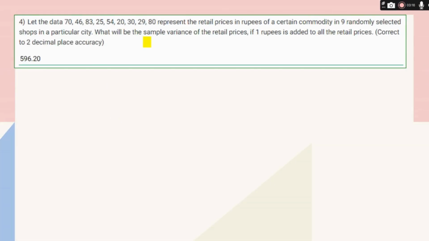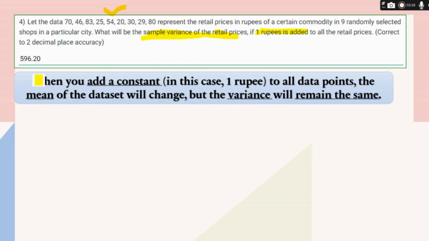In the next question, we have to find the sample variance of the retail prices. Basically this data is given and 1 rupee is added to all the retail prices. So we will firstly make a table. And this is very important, you should remember this. When you add a constant, in this case 1 rupee, to all data points, the mean of the data set will change, but the variance will remain the same. Which means even if we add or subtract in our data, the sample variance will not change, but the mean will change.